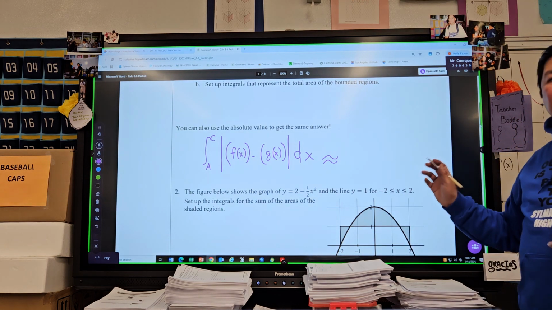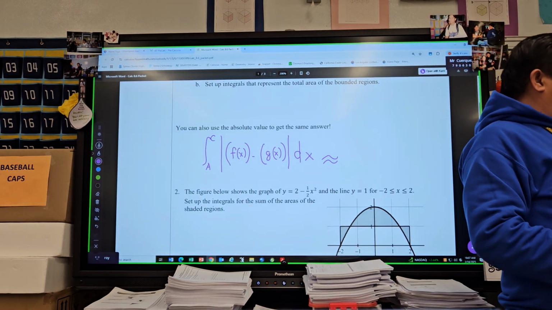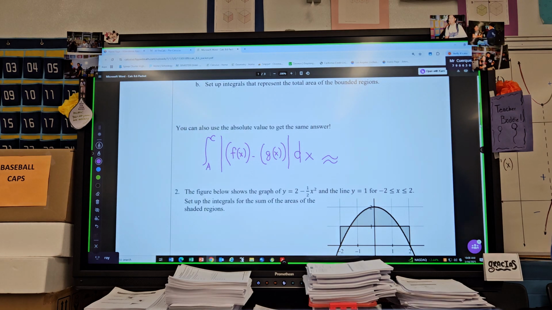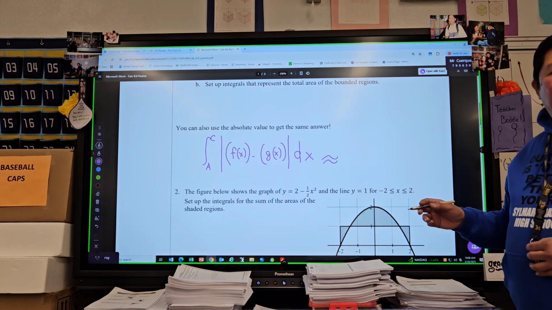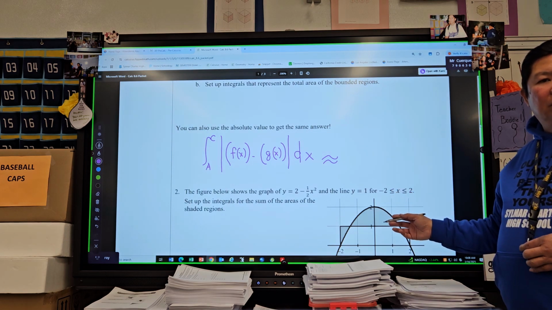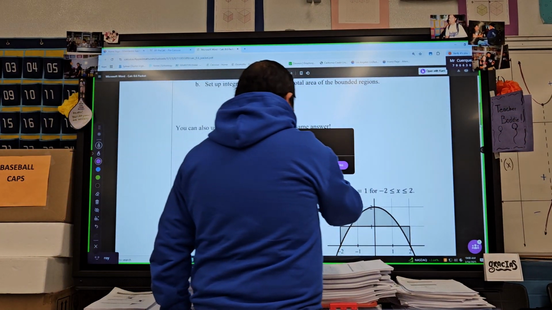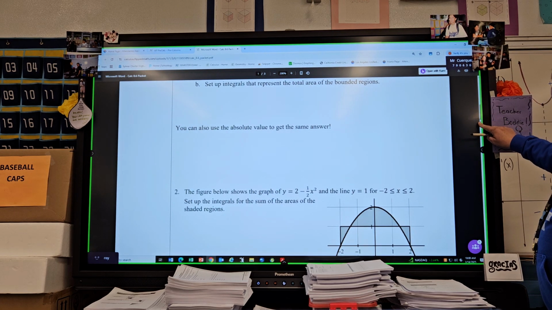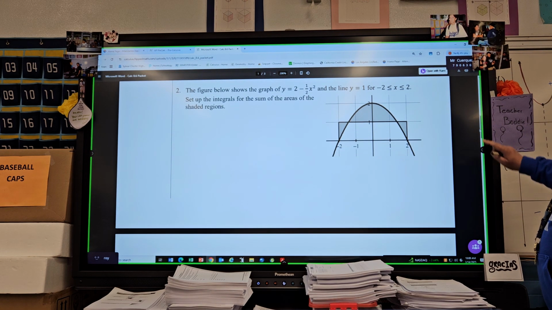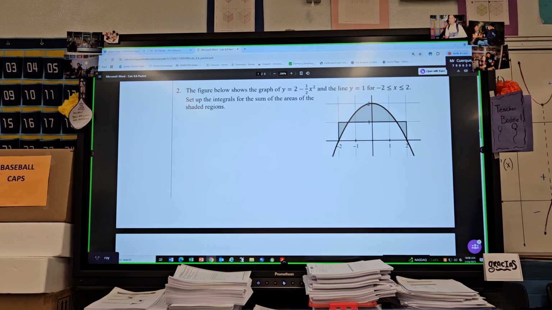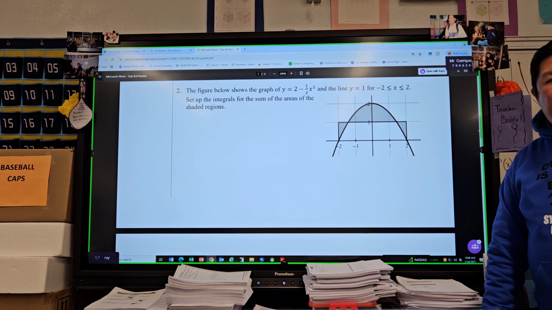So this is the idea about two curves that intersect more than two, or more than whatever, okay? So, let's move on to number 2 now. Adeline, can you read the problem for me, please?